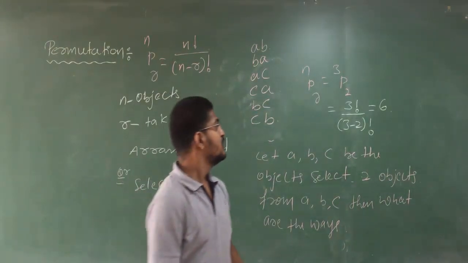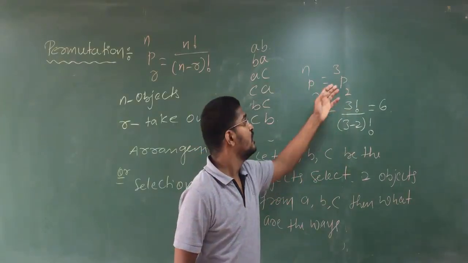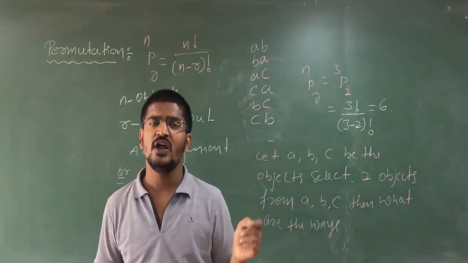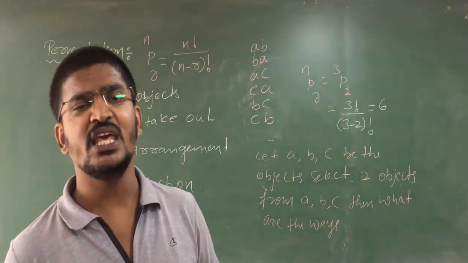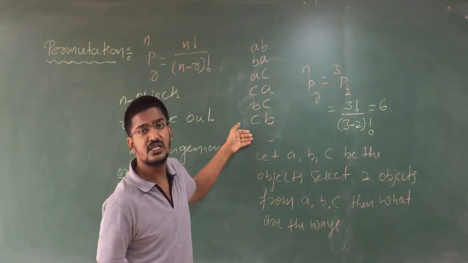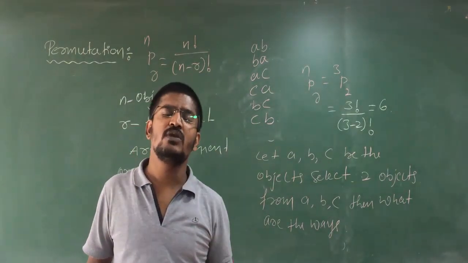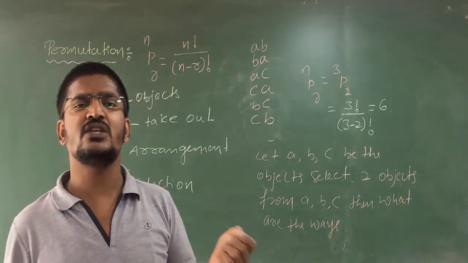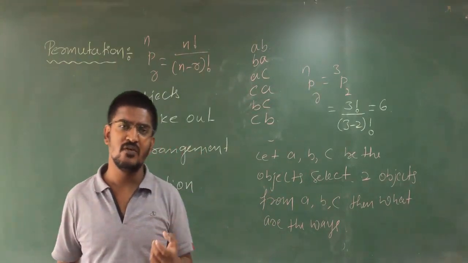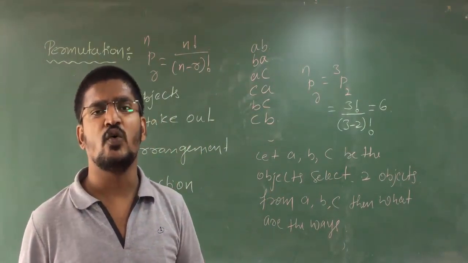Clear students? 3 minus 2 is 1. 1 factorial is again 1. Remaining with 3 factorial, 1 into 2 into 3. So totally you are having 6 ways. See, here already we have arranged 6 ways. Clear? So permutations means the notation will be NPR. Formula will be n factorial divided by n minus r factorial.